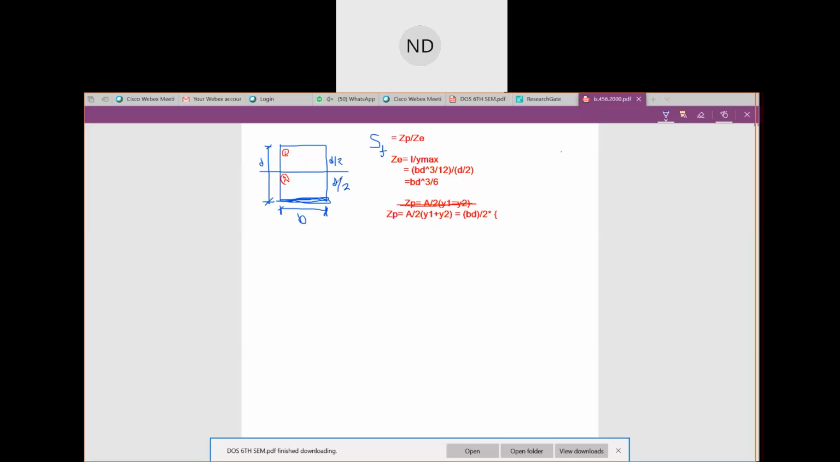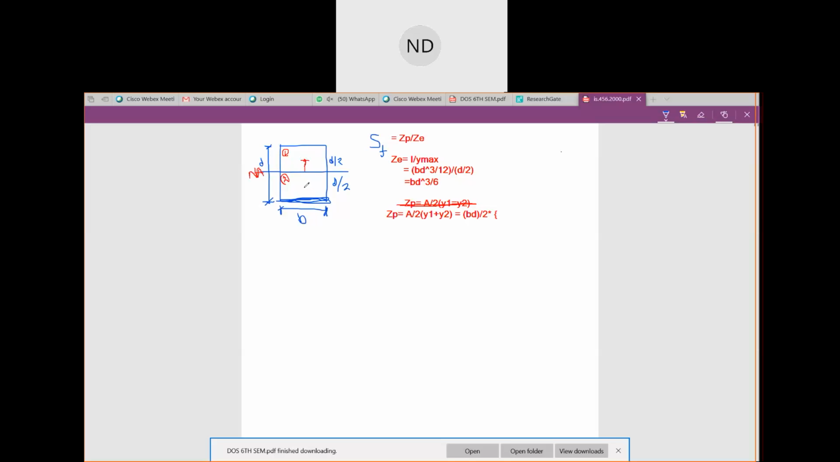Now, what is y? y is the distance from the CG. This is the neutral axis here. So y is the distance of this member, y1 is the distance of this member. Suppose this is the CG here, the CG of this member from this one.